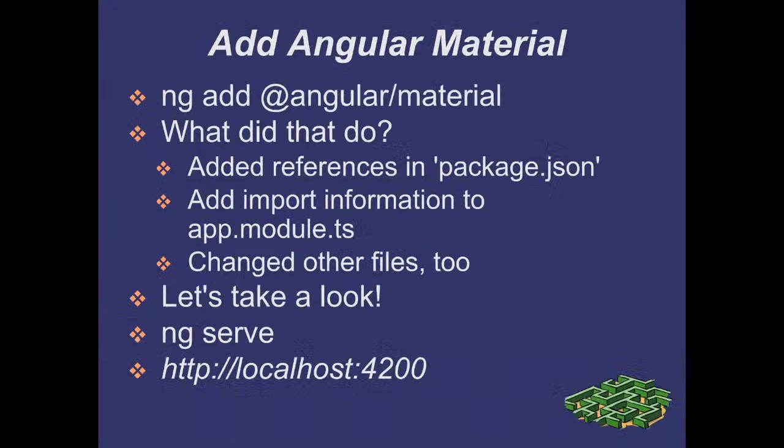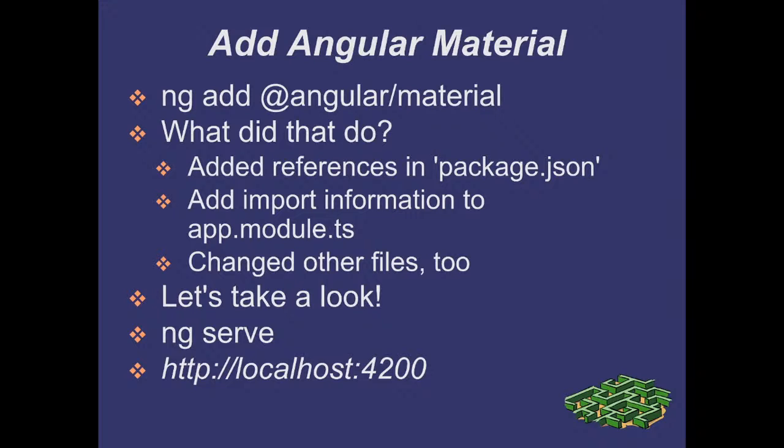The next thing, we're going to install Angular Material. Again, we're going to use the command line interface, rather. And we're just going to type in ng add and then @angular/material. Now what that does is it changes some files automatically inside of the application that's been created. It adds references in a file called package.json, which is just a list of different names of packages and the version that you have installed.